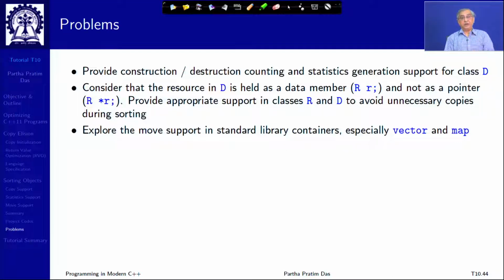We have just done for class R, the resource object. You can change the resource from being a pointer resource to an actual data member resource, and you will need to make changes in the class R as well to optimize unnecessary copies out. You can explore the move support which is available in containers in the standard library, particularly vector and map, and so on.